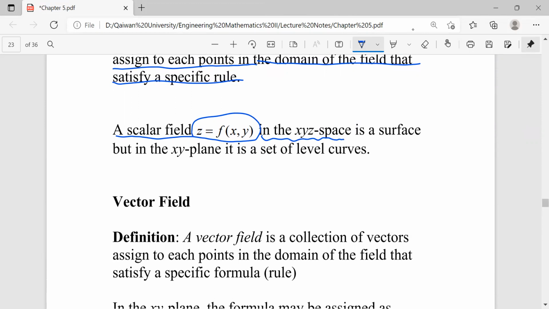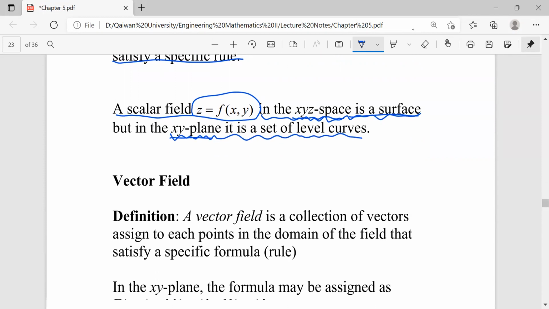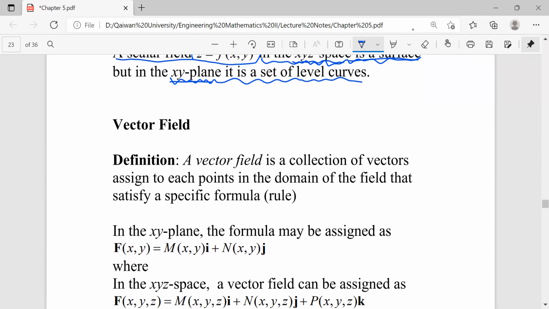In xyz space, the scalar field is a surface, but in the xy plane, it is a set of level curves. In xyz space, it is a surface, but in the xy plane, it is a set of level curves. And here we have the definition of a vector field.